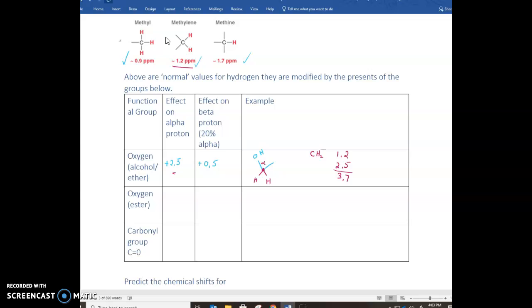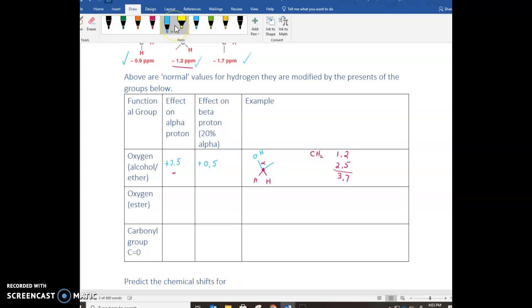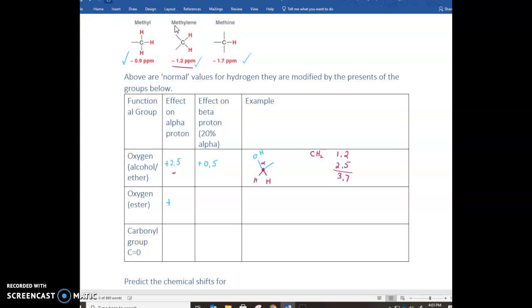If the oxygen is an ester, I'm going to go back to blue, we expect to see a shift of 3. And on the beta, it's 20% of that, so it's 0.6.